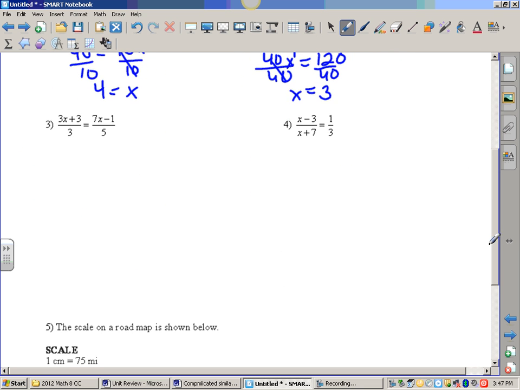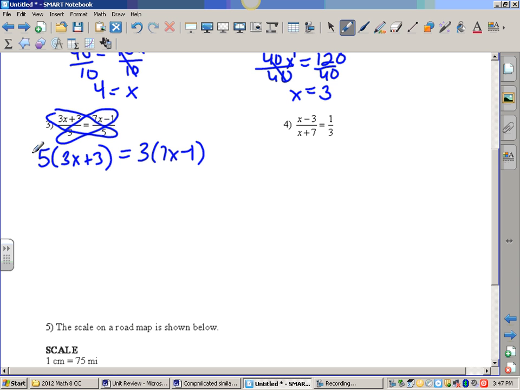This one looks intimidating because you have binomials in both numerators, but because you're cross multiplying, you don't have to ever multiply the two binomials together. Do not be thinking top times top or bottom times bottom. You are not multiplying fractions here. They are set equal. So you get 5 times 3x plus 3 has to equal 3 times 7x minus 1. Cross multiplying. Some of you are still doing that. That is fine if that's the approach that works for you.